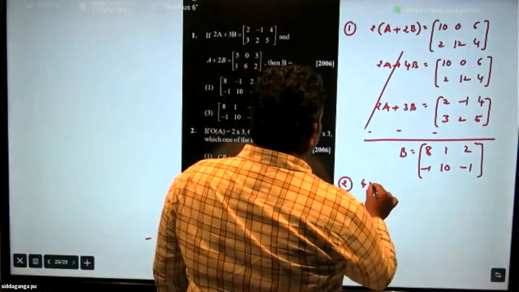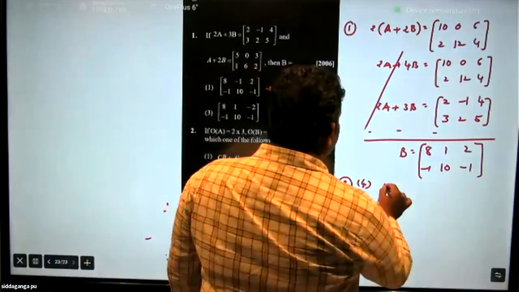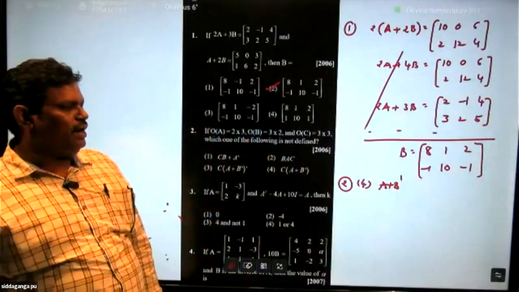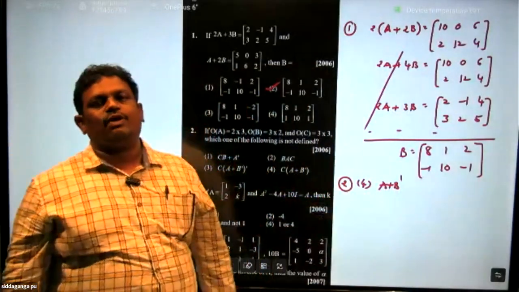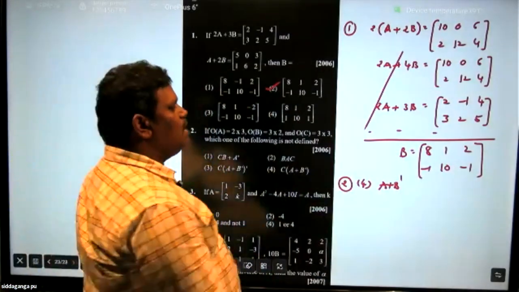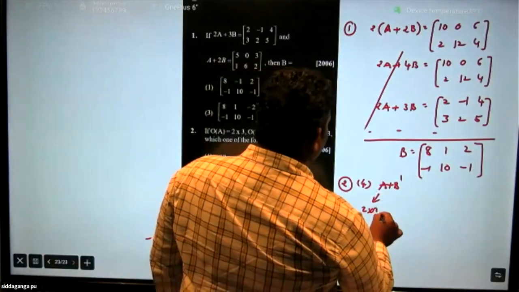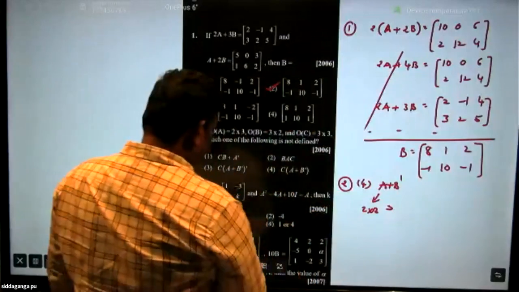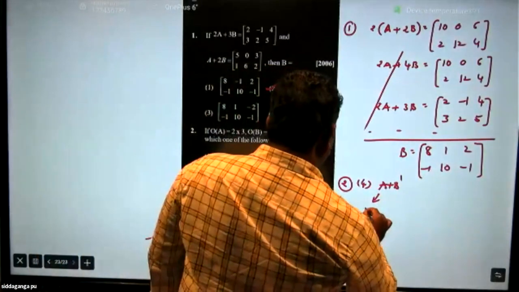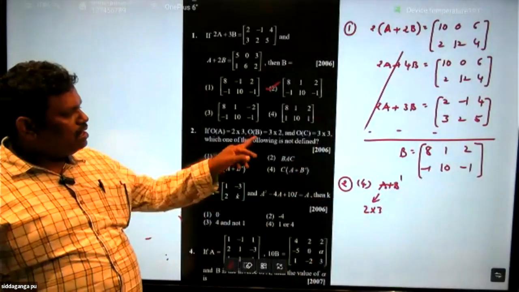Now verification of the fourth option: C into (A plus B dash). First, the order of the bracket value A plus B dash. How do we find it? This is addition between two matrices. Already we know that for addition of any two matrices, the orders must be equal. So what is the order of A? It is given as 2 by 3. Order of B dash, not B. The order of B is 3 by 2.